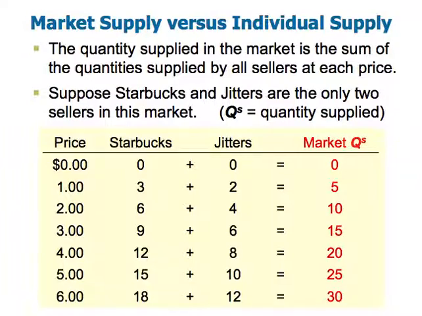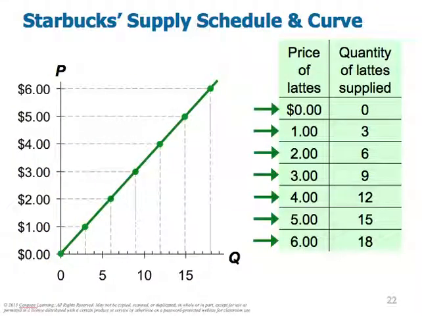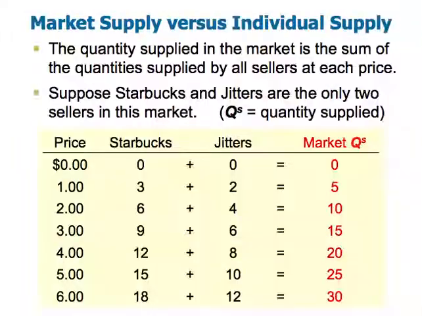Okay, market supply versus individual supply. So far we have only looked at Starbucks supply of lattes. Suppose that there is one more seller in the latte market. That's Jitters. So you sum up the quantity supplied of Starbucks and Jitters, and that gives you the market quantity supplied. For example, when the price of lattes is $1, Starbucks is willing to sell 3 lattes and Jitters is willing to sell 2 lattes. You sum up these 3 and 2, that gives you the market quantity supplied, which is equal to 5. So when the price of lattes is $1, the quantity supplied in the market is 5 lattes.